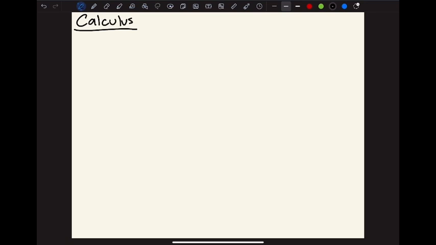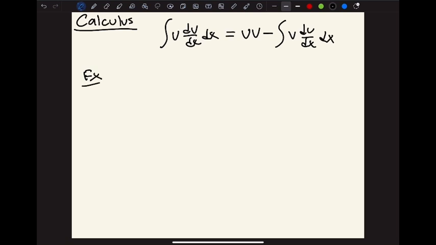This formula can be found in the formula booklet, and it goes like this. The integral of u multiplied by dv over dx equals uv minus the integral of v du dx. So what this is saying is, if you have the integral of two things multiplying each other, you're going to have to say that one of them is u and one of them is the derivative of v. An example of this can be x ln x. So here we would have to see one of them is x and one of them is ln x.